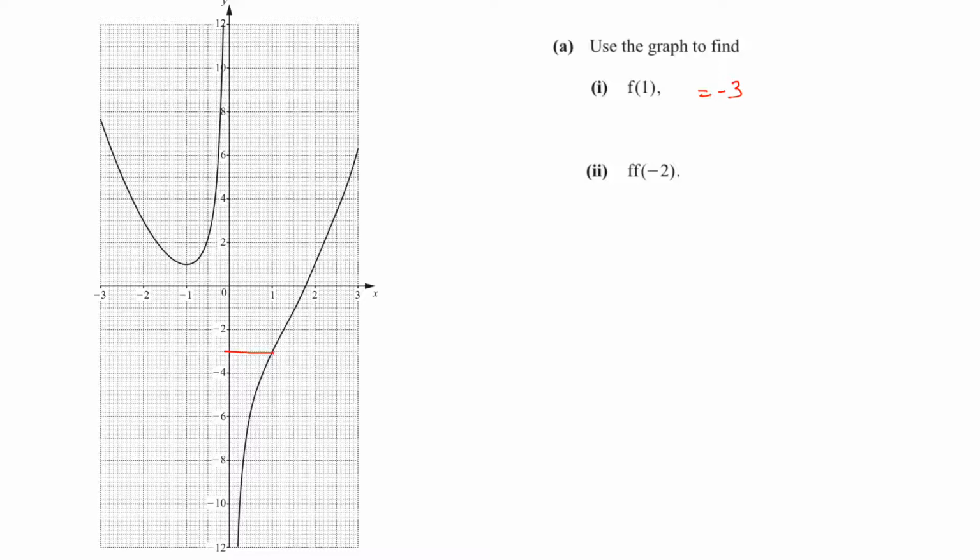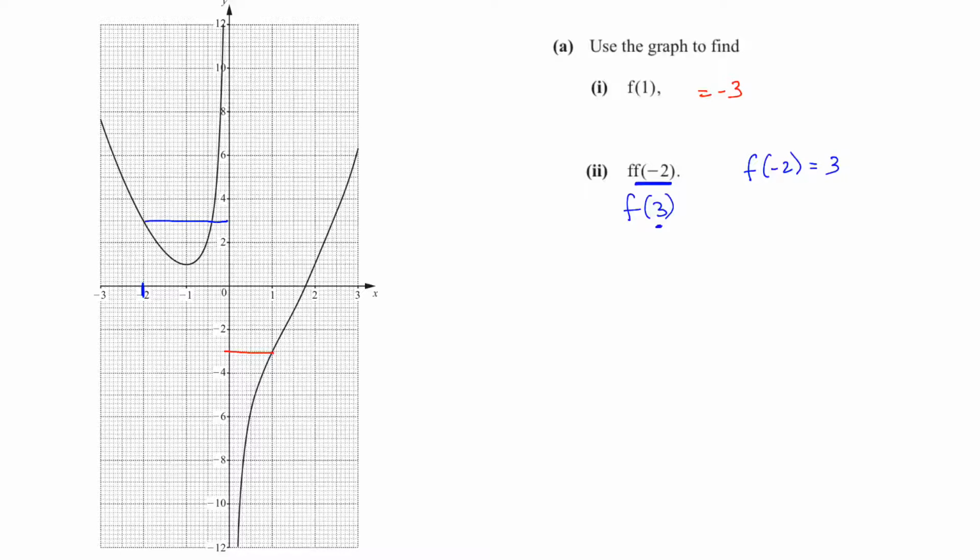For part 2, it's a little bit different from the first one. You have been given f of f of -2. First we will find f of -2. Where is -2? x is -2 here. What is the y? 3. So f of -2 is equal to 3. And then now you have to find f of 3.